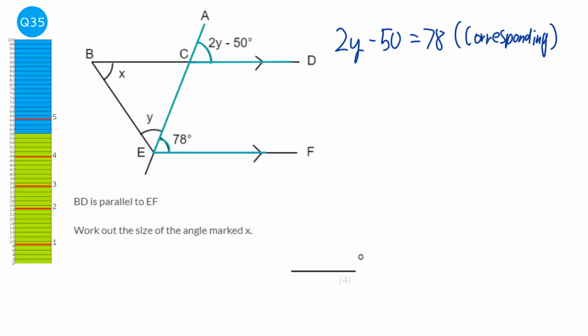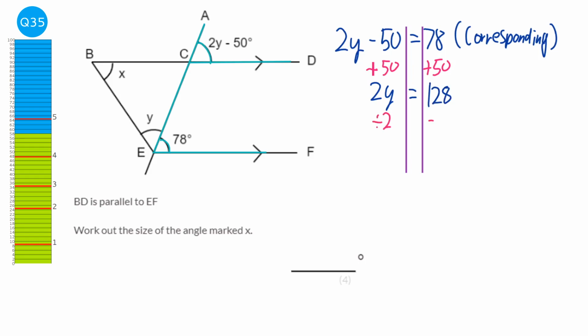Now here we've got an equation and we want to solve it, so we get our lines in. We'll go first of all add 50 to both sides, so we've got 2y equals 78 plus 50, which would be 128, and then we're going to halve both sides, or divide by 2, so we've got 64.